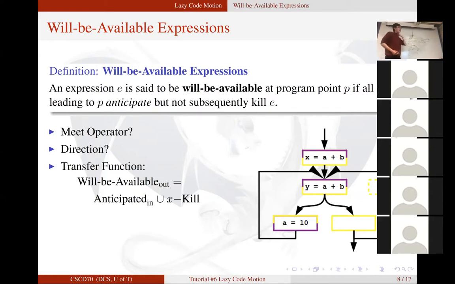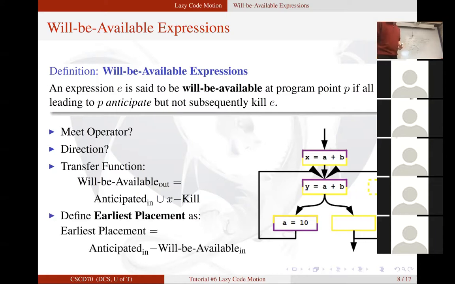Based on what we have for anticipated expression and will-be-available expression, we therefore define what we call the earliest placement, which is defined as places where the expression is anticipated but not will be available.